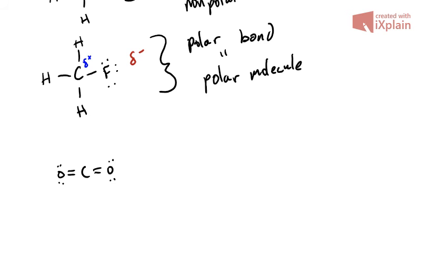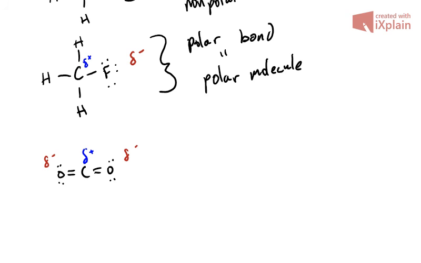Okay? Now, we now know that the carbon-oxygen bond is polar. And it lends itself to the negatives being on the oxygen sides, right? Which means the carbon would be the slightly positive, right? You with me so far?